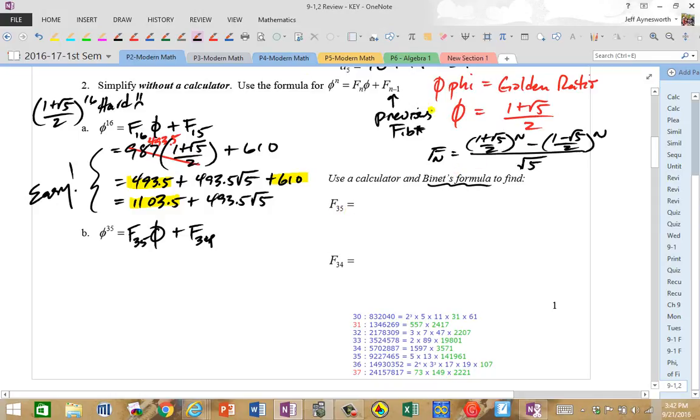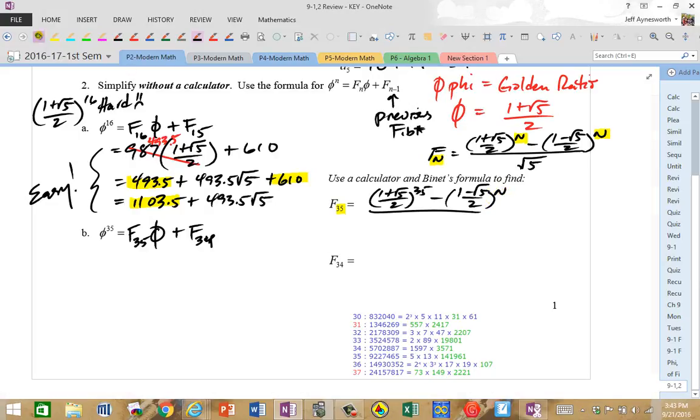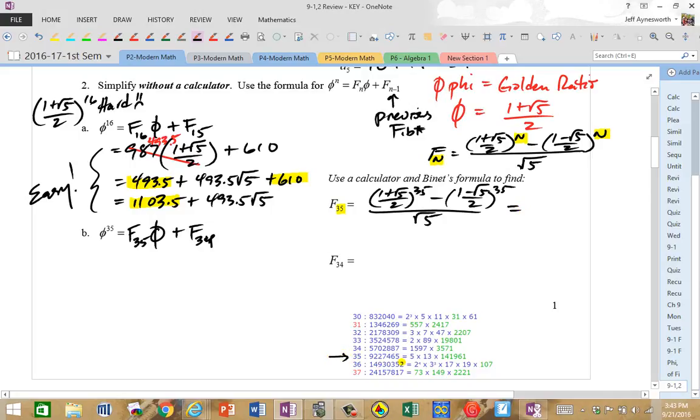So I substitute 35 in for the exponent. Let me show you where. Notice the exponent here: I substitute here and here only. So I have to evaluate (1 plus the square root of 5) divided by 2 to the 35th power, minus (1 minus the square root of 5) divided by 2 to the 35th power, divided by root 5. I need to do the whole thing on the calculator, and I should end up with this big number right here. Let me highlight it. That's my goal.